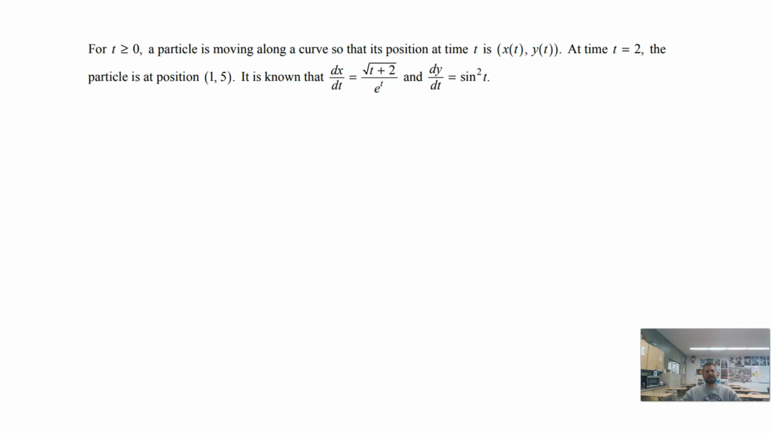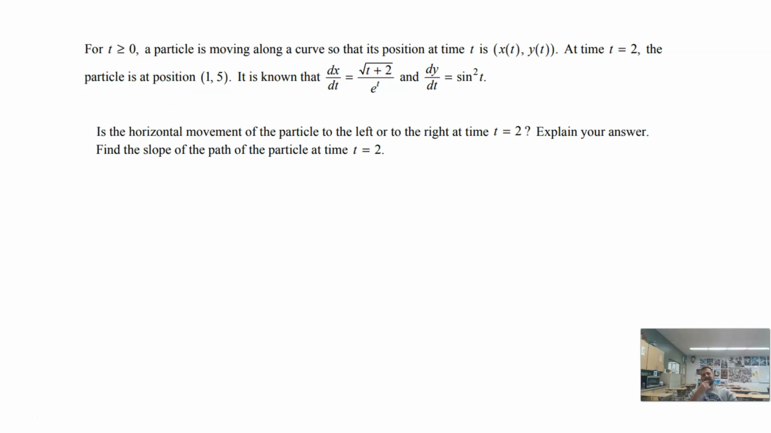Okay, it says a particle is moving along the curve so that at any time its position is x(t) and y(t). At time t = 2, the position of the particle is (1, 5). So it gives us an initial position here. Then it gives us dx/dt and dy/dt. So we know our velocity vector, basically, and it's going to ask us some questions based on that.